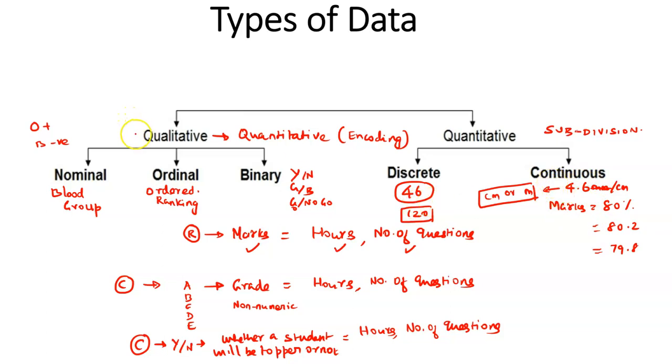In qualitative data, binary is yes or no, good, bad, go, no go. Only two options are there. Ordinal is ordered data, like grade. Nominal has no order. There is no ranking that is possible in nominal type of data. We will have all types of data in our data set. As I said, if you have qualitative data, we must convert it into quantitative data.